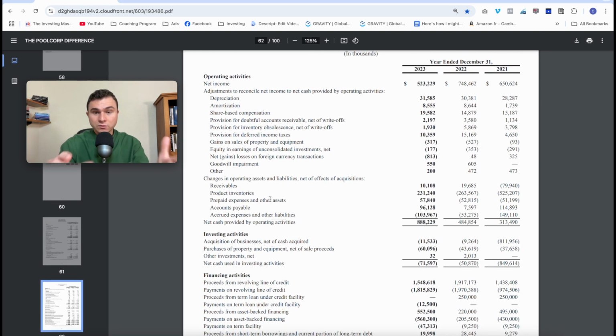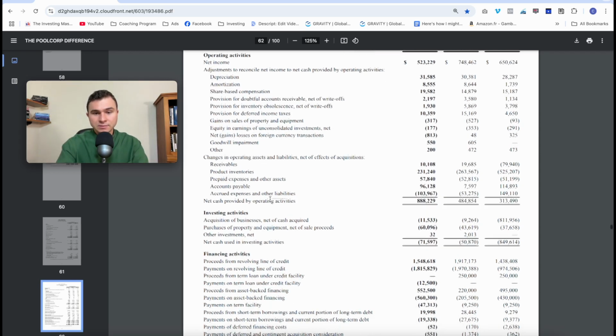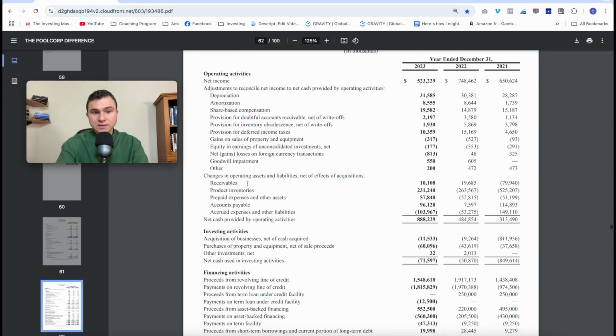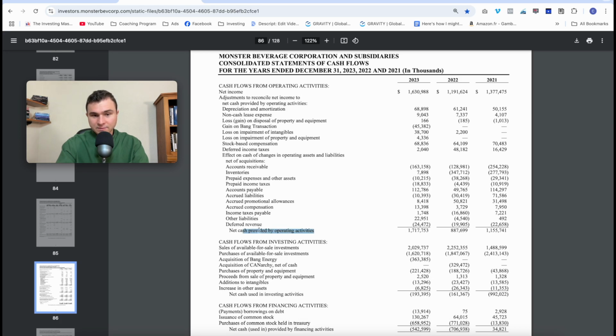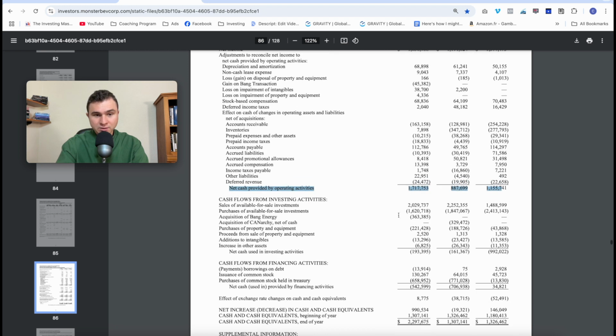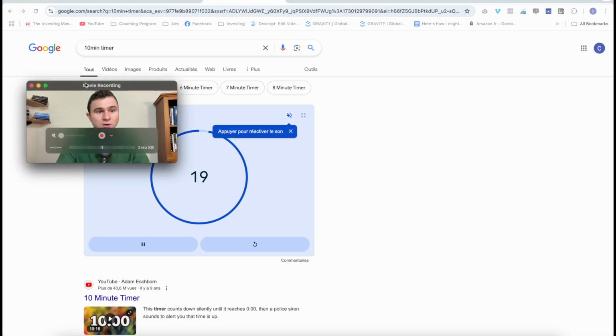There was no line for free cash flow. The free cash flow is really, really simple. And I will end the video with that. You take the net cash provided by operating activities minus the capex, minus the purchase of property, plant, equipment. So that's 888 minus 60. And for Monster Beverage, you have this line, operating activities, minus the capex. Where is the capex? Purchase of property, plant, equipment, this one. That gets you the free cash flow. And that's how you analyze a company's cash flow statement in under 10 minutes.